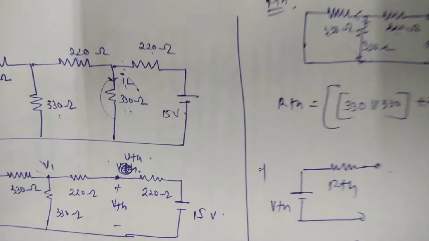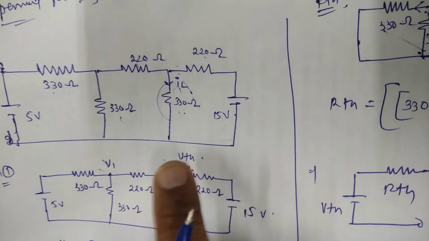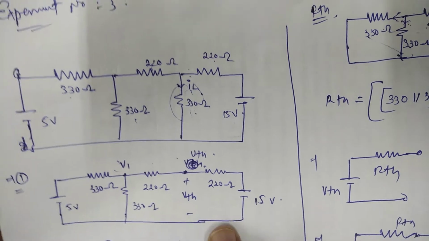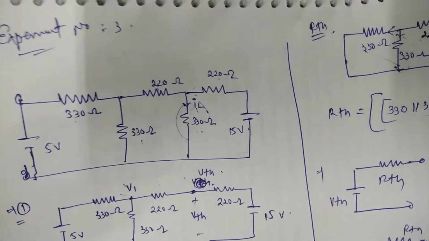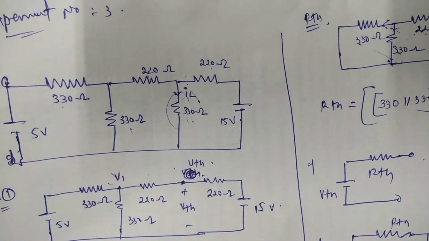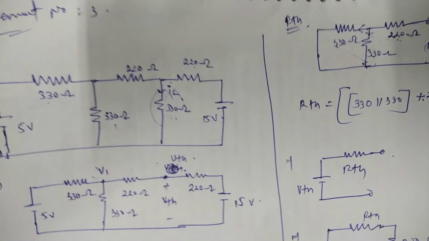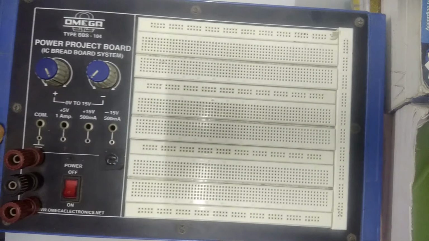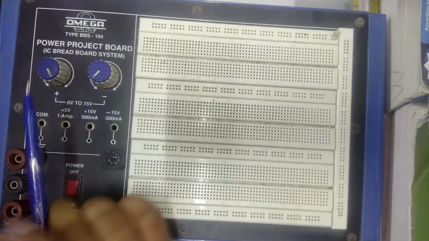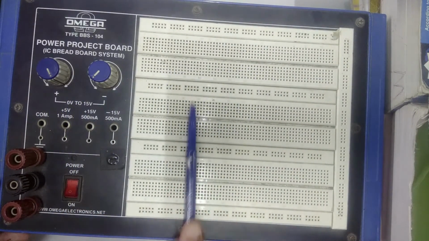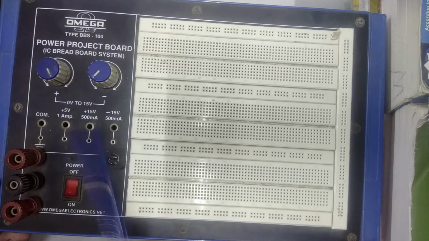So how can we do this circuit analysis? The circuit is the same as your experiment number 1 and 2. The connection of experiment number 1 and 2 on the breadboard, I am repeating over here for the purpose of revision of your simple breadboard circuit analysis. This is our breadboard. This project board has two parts. The first part is the breadboard part, and the second part is the power supply.